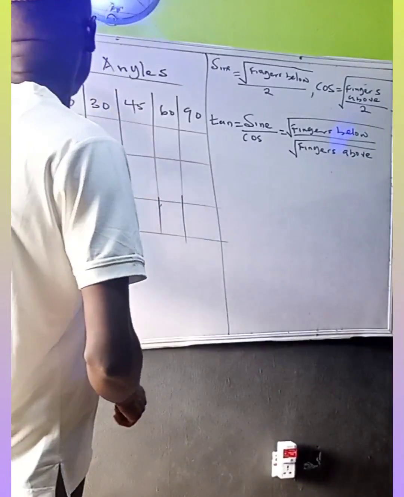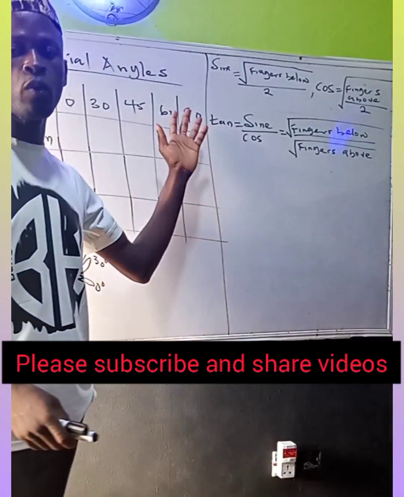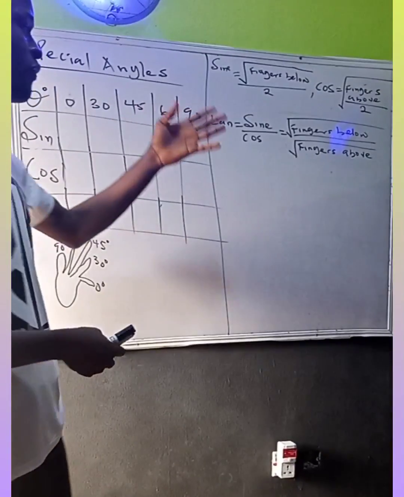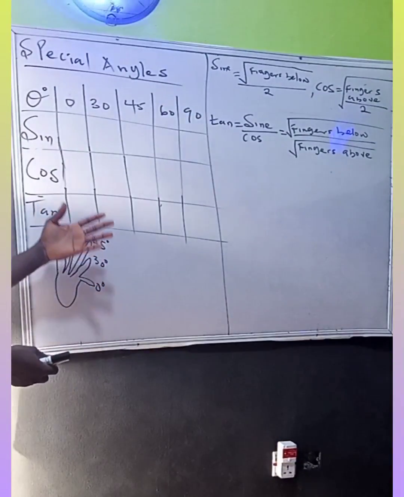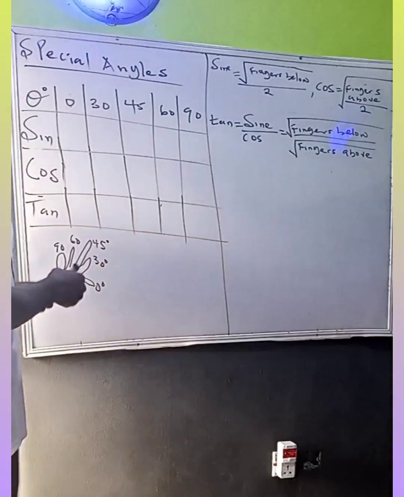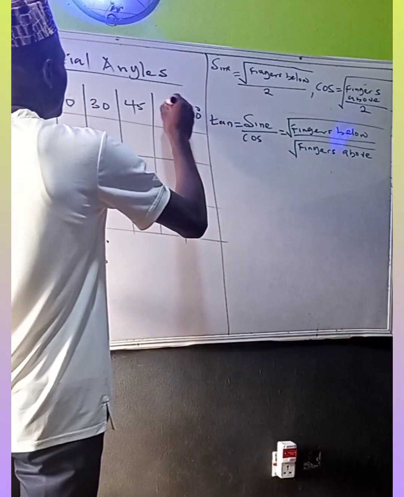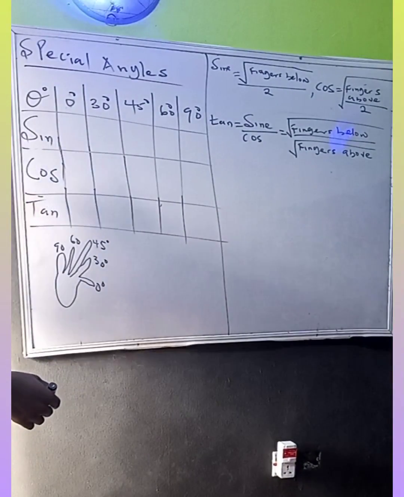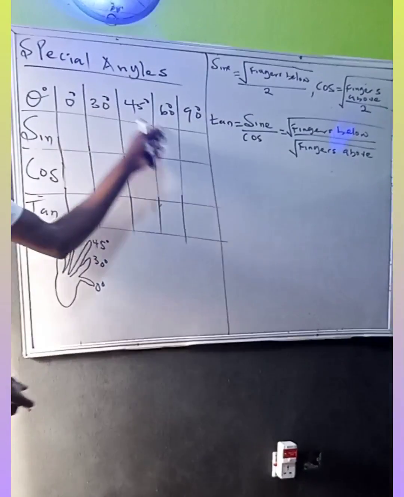Today, we'll be looking at special angles, how we can find special angles in a very short cut using our fingers, using our hands. Assuming I have my hand here, I have special angles 0, 30, 45, 60 degree, and 90 degree. I'm asked to find the sine, the cosine, and the tangent of these special angles.